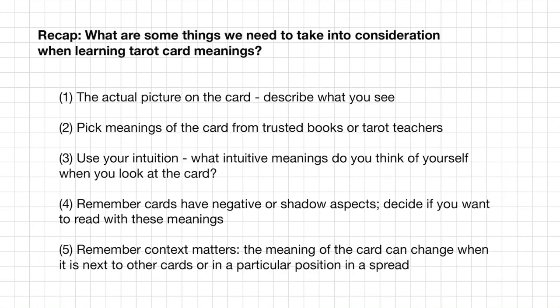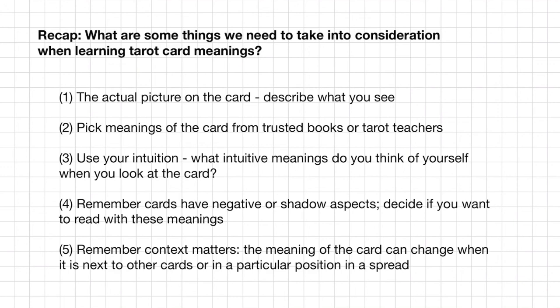The fourth thing was to remember that the cards have shadow aspects, and to decide whether or not you want to incorporate that in your readings. Remember that every card, even the supposedly good ones, like the Four of Wands, will have a shadow. Nonetheless, you may decide you don't want to be the type of reader to give anyone bad news, and that's fine. That's a style of reading.